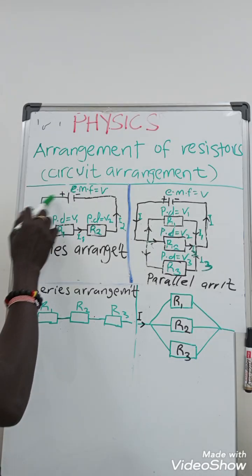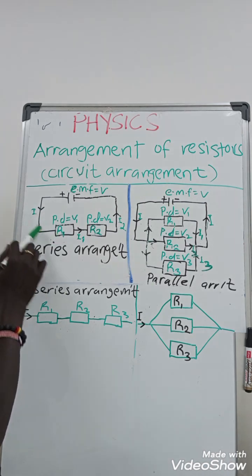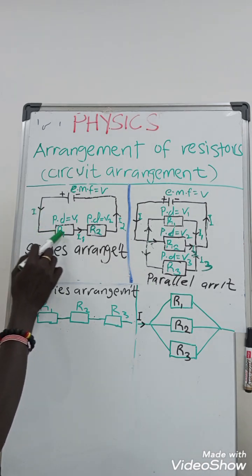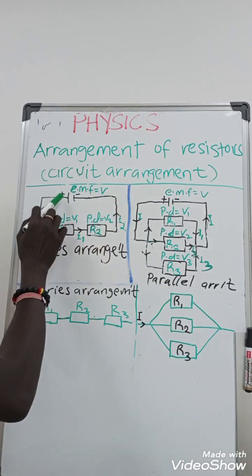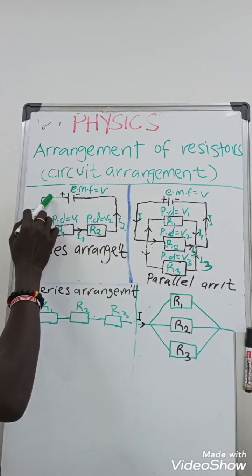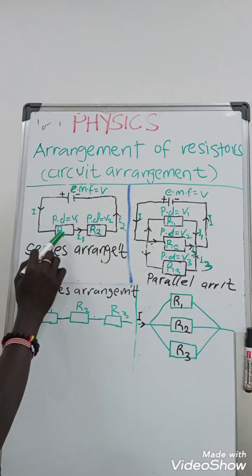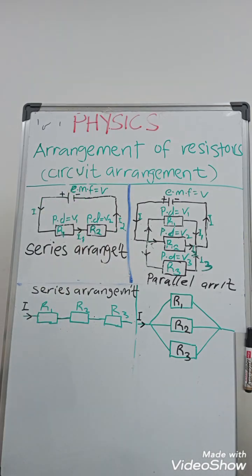This arrow indicates the flow of the current. This is current denoted by I. It flows around the circuit. It flows from positive terminal to negative terminal around the circuit.